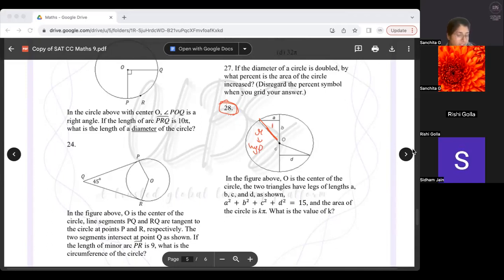Let's say I take the first and second. So for the first one, what does the Pythagoras theorem say? Who can tell me? Quick.